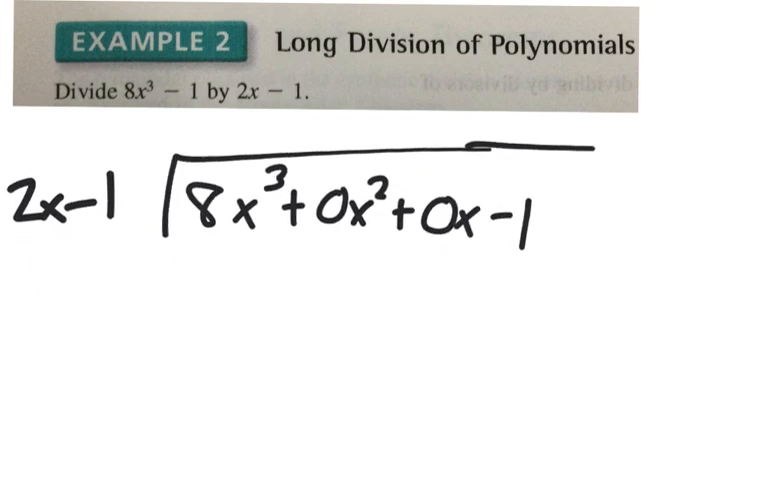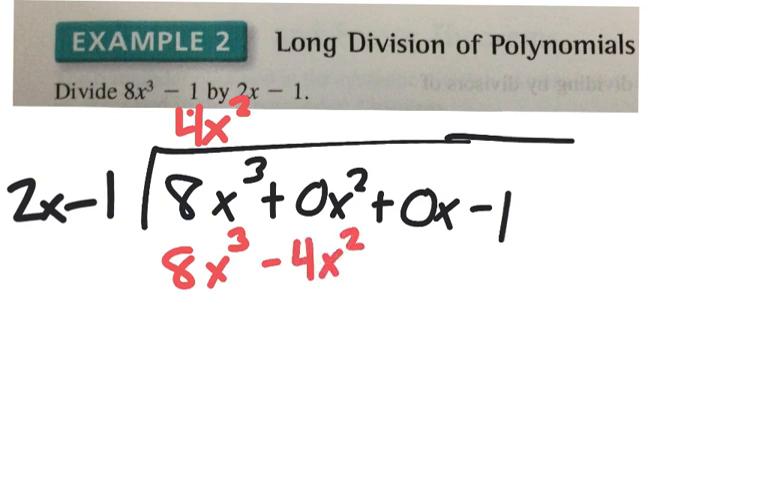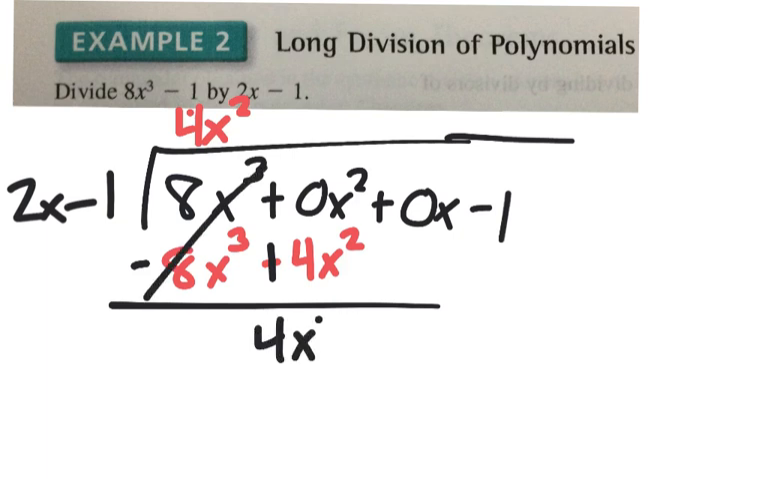Okay, so now let's do the division. 2x becomes 8x cubed by multiplying by 4x squared. 4x squared times 2x is 8x cubed. 4x squared times negative 1 is negative 4x squared. And so you see how that placeholder helps me line them up and combine my like terms. Now I'm going to subtract, which means I change the sign of everything. This is gone, and I'm left with 4x squared. Now I can bring down the positive 0x.